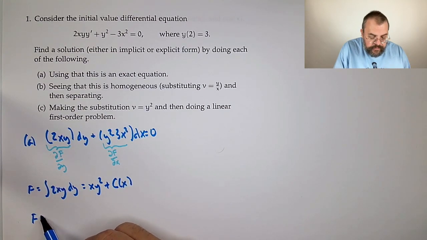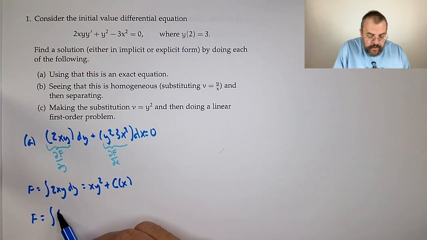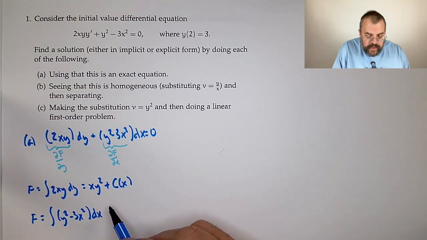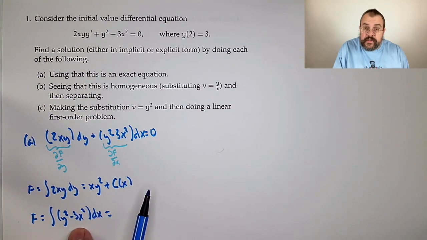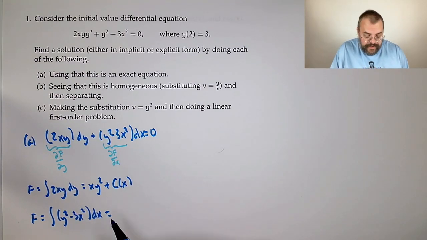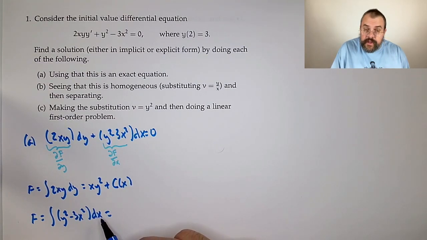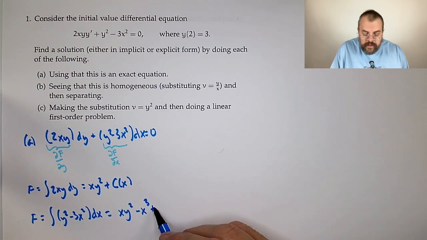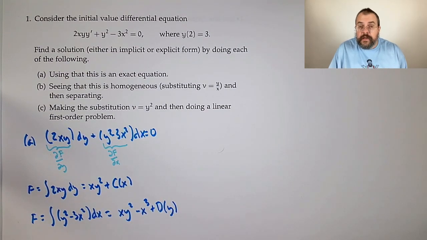And in a similar way, we integrate y squared minus 3x squared dx. So now y's are constants, x's are variables. The integral of y squared is like the integral of a number, so that would be x y squared, and the integral of 3x squared, x cubed, and then some function of y. All right, so far so good.